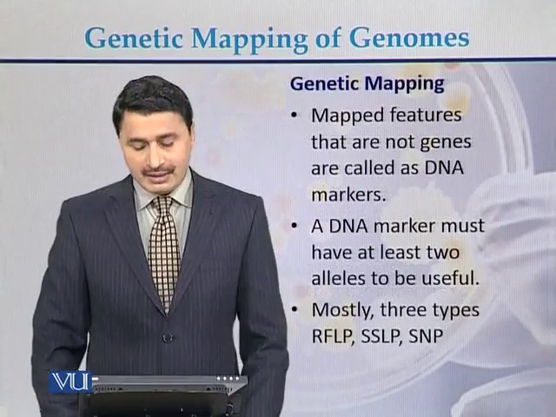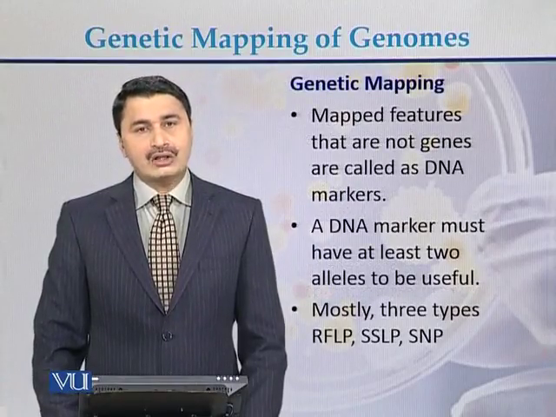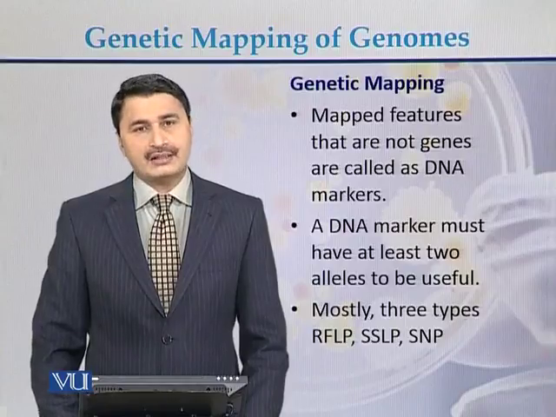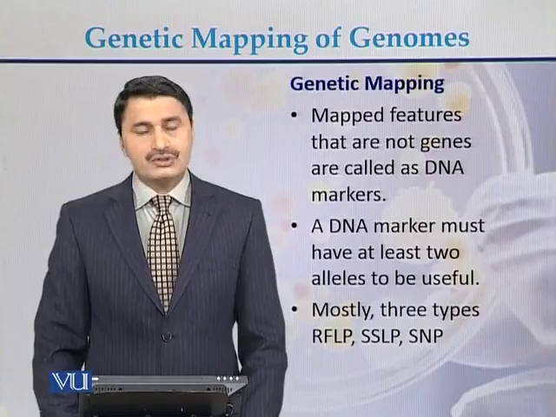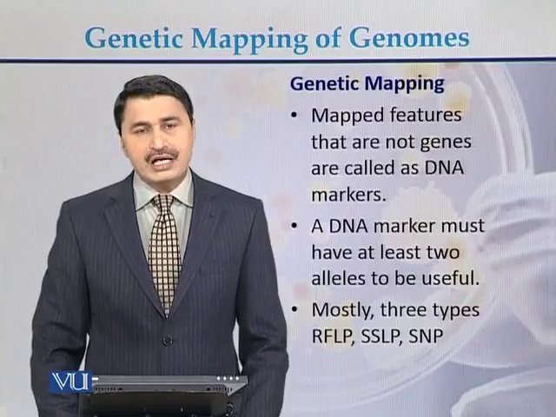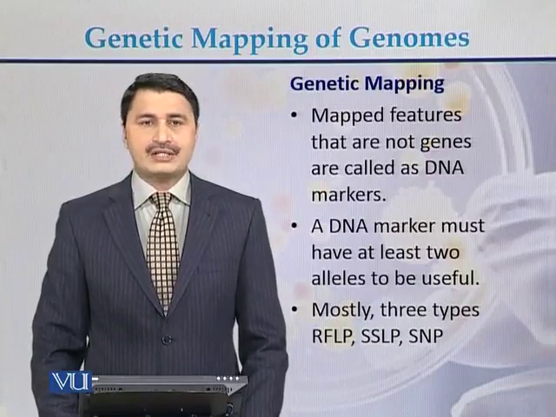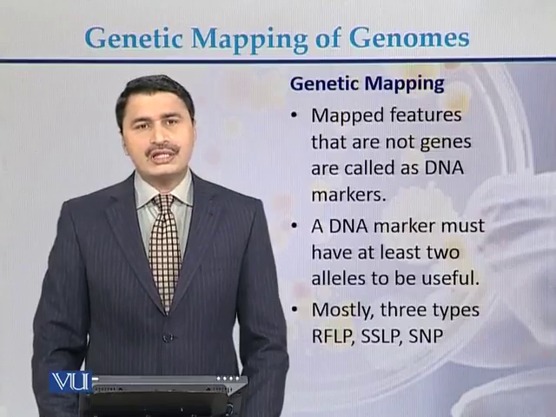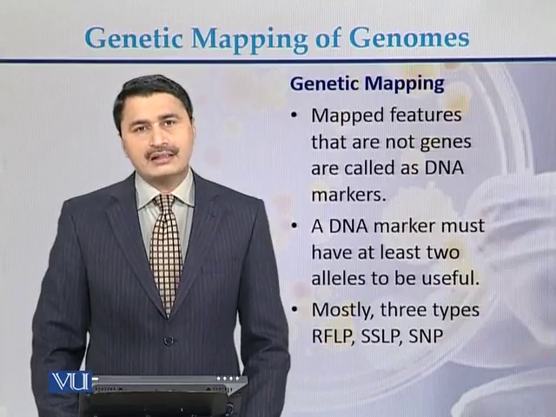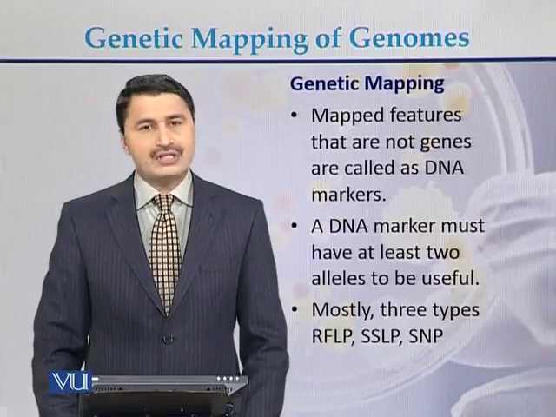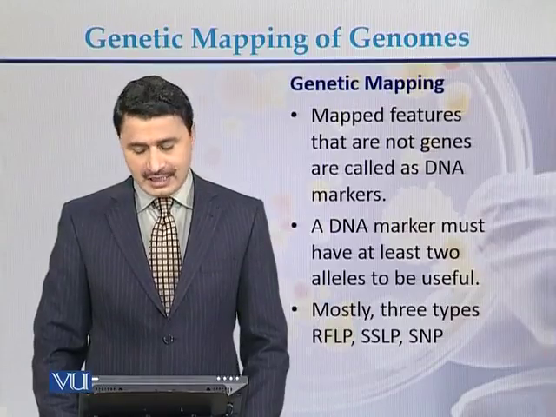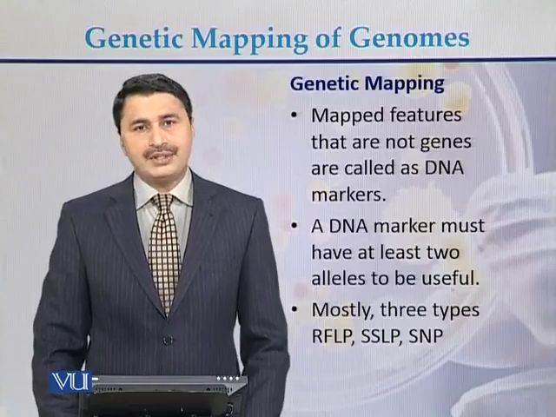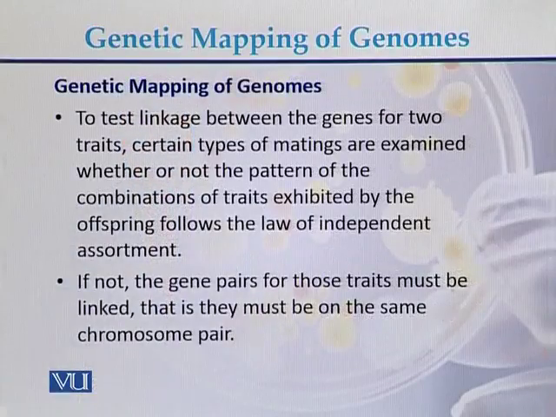Mapped features that are not genes are called DNA markers. A DNA marker must have at least two alleles to be considered a useful genetic marker. Mostly three types of genetic markers are used in genetic mapping. They are RFLP, SSLP, and SNP. Genetic mapping of the genomes.